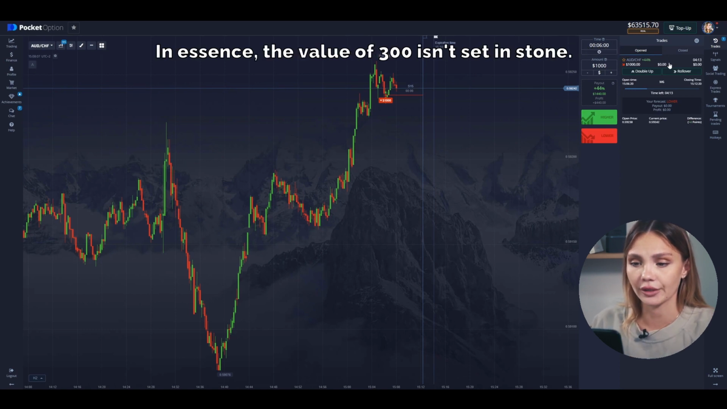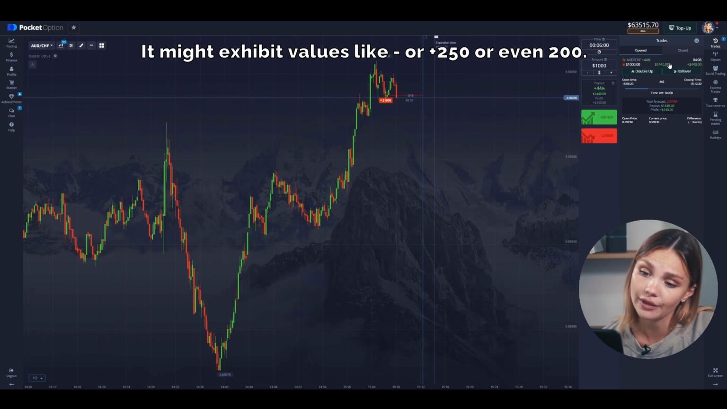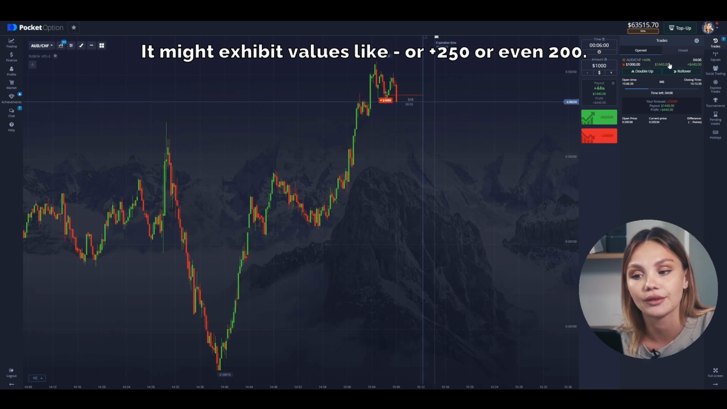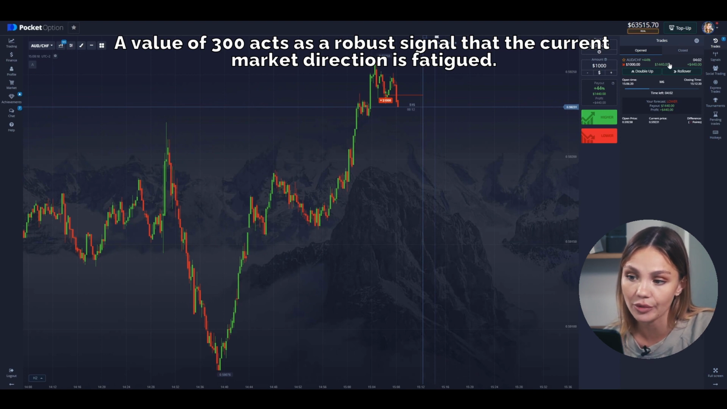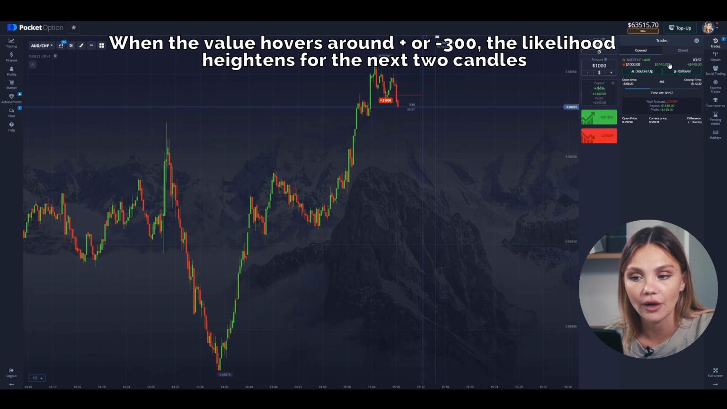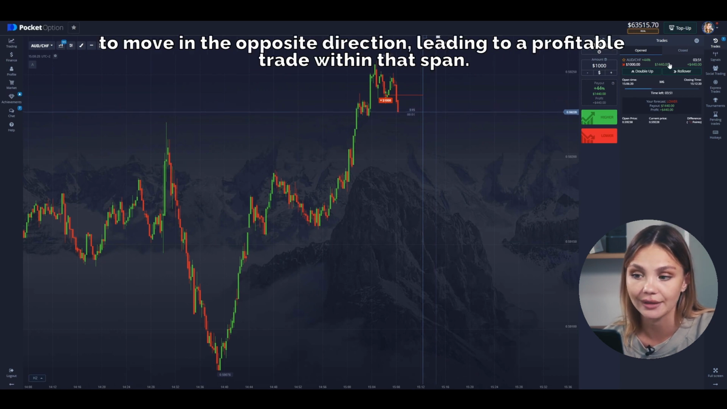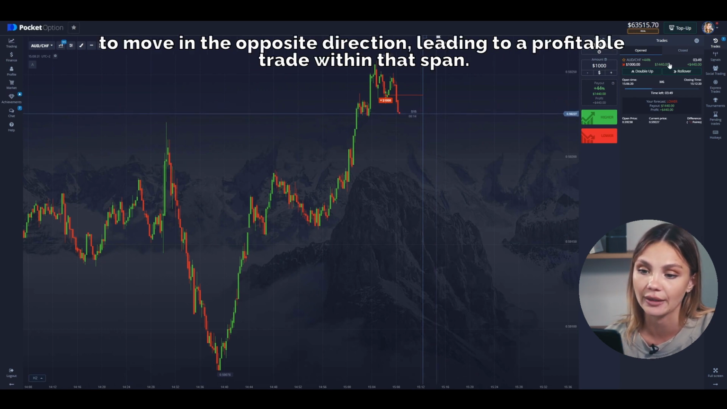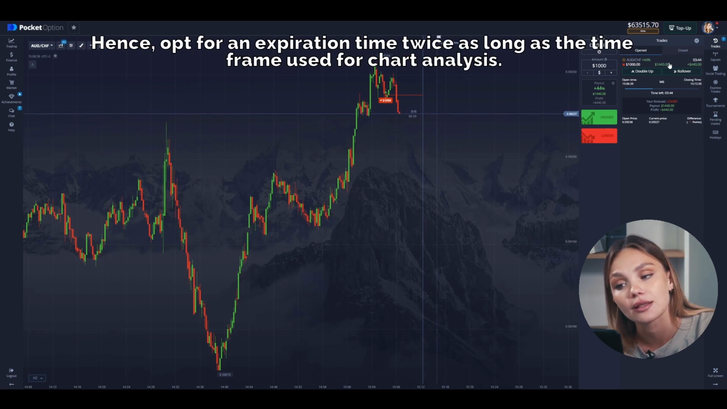In essence, the value of 300 isn't set in stone. It might exhibit values like minus or plus 250 or even 200. A value of 300 acts as a robust signal that the current market direction is fatigued. When the value hovers around plus or minus 300, the likelihood heightens for the next 2 candles to move in the opposite direction, leading to a profitable trade within that span. Hence, opt for an expiration time twice as long as the time frame used for chart analysis.